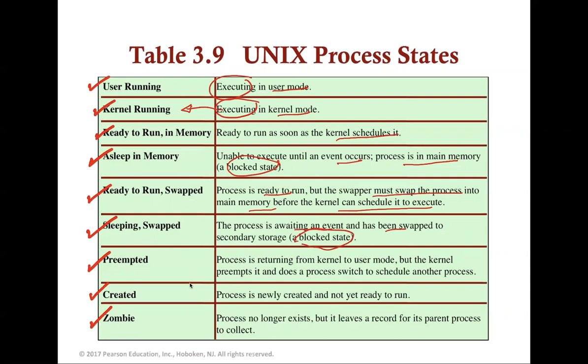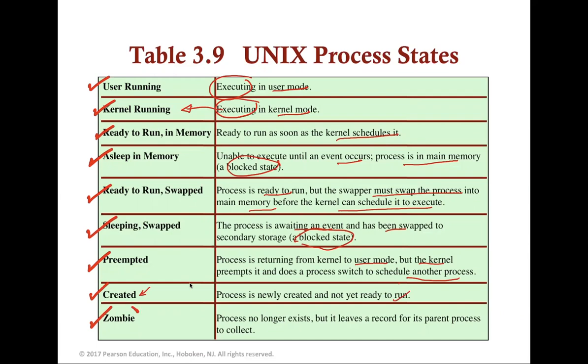Preempted state means that the process is returning from the kernel to user mode. However, the kernel has interrupted the process, and at this point a process switch will take place to schedule another process. When we say a process is in the created state, that means it is a newly created process, and it's ready to be run.